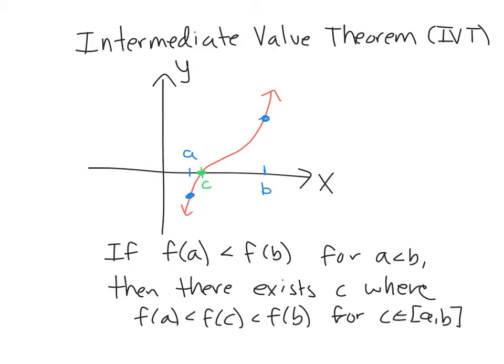Now this also works if f(b) is less than f(a). It's still just saying that there's going to be some value c where you can take on any value between those two values. So in this case, this would have been f(a) and f(b). So that's one of the nice properties of continuity.